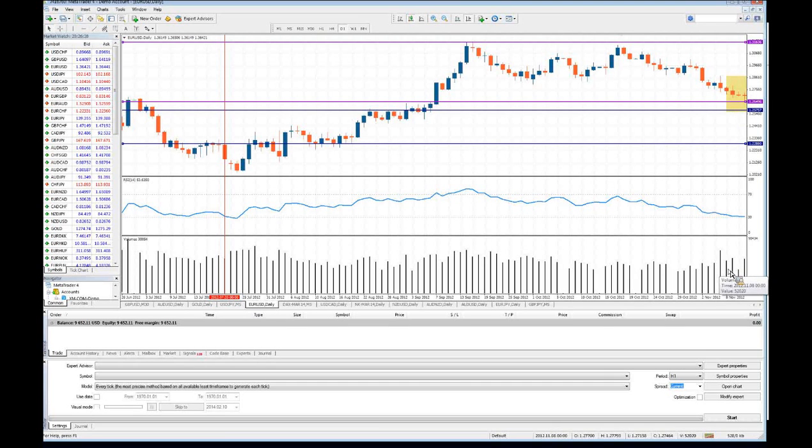Any ideas? This little candle here, these three candles here. What do you see on that chart? We see a doji, yep, okay. So that gives us a little bit of confidence that the market might reverse.